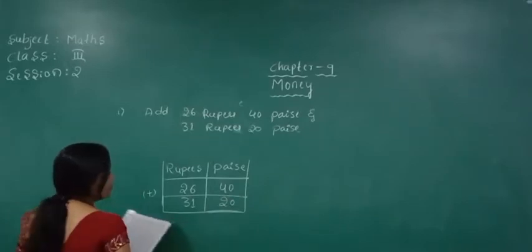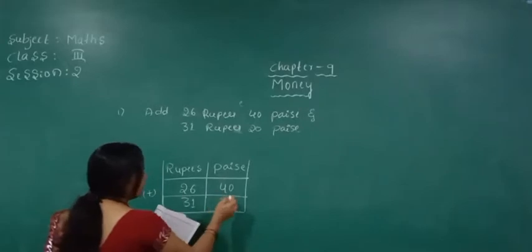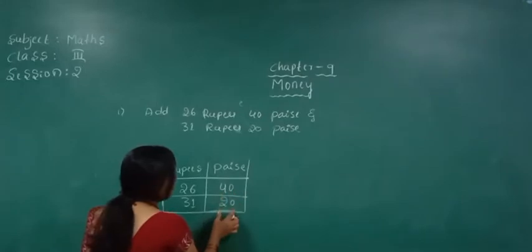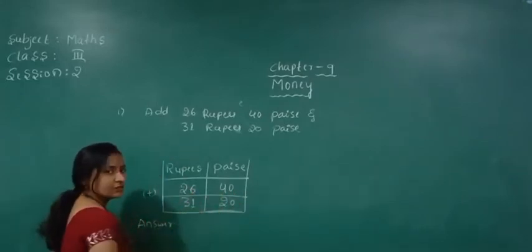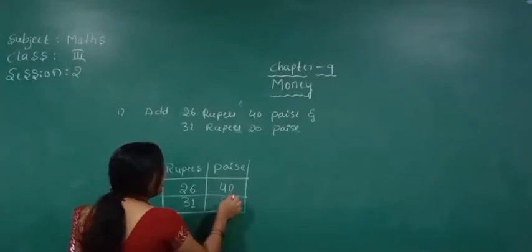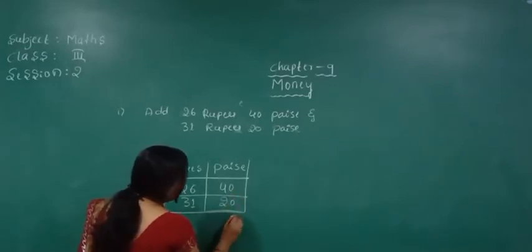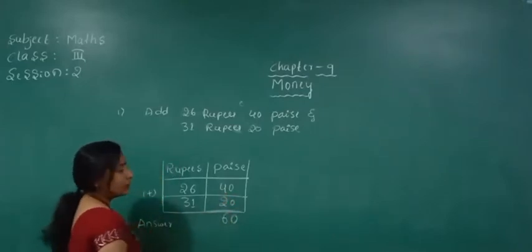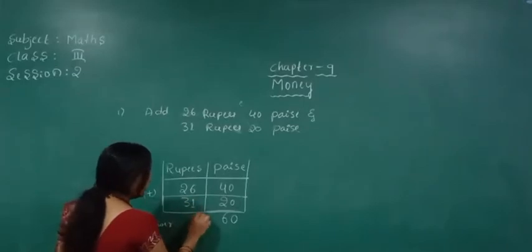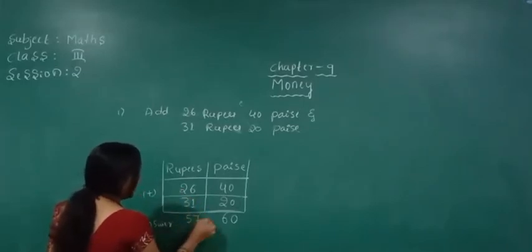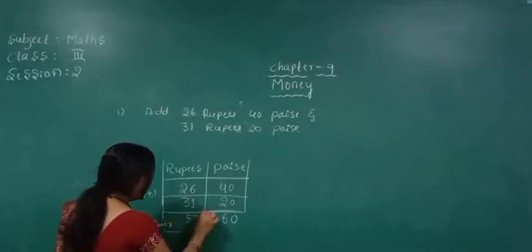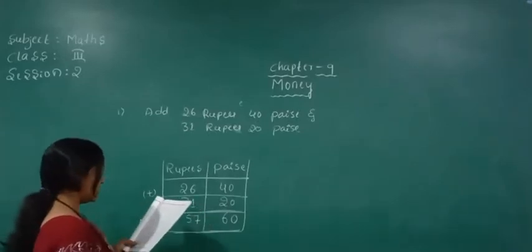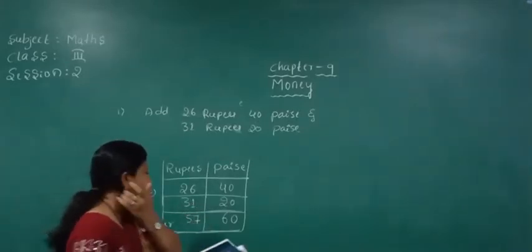First we add these two. First we add paise to paise, after that rupees to rupees. First paise to paise: 0 plus 0 is 0. 4 plus 2 is 6, so 60. Then 6 plus 1 is 7, 3 plus 2 is 5. So the answer is 57 rupees 60 paise.